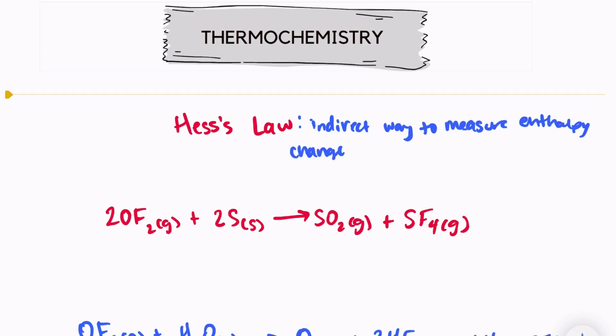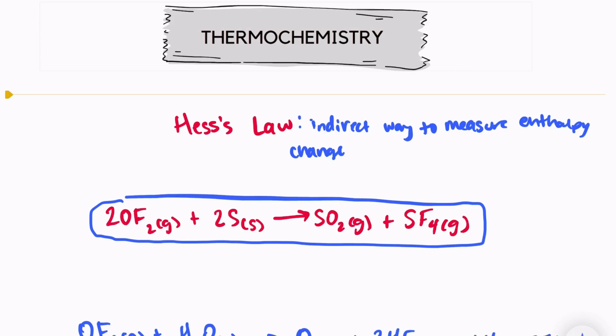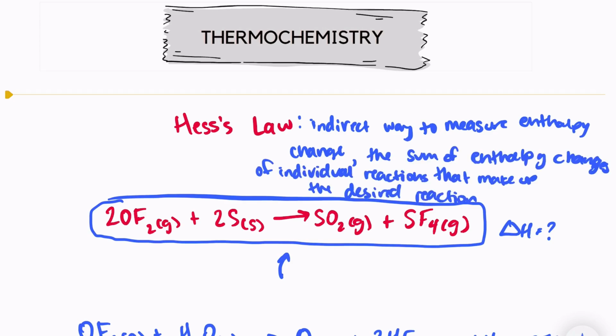The way that Hess's law works is that you have a desired equation. In the example that we're about to do, this is the desired equation. We want to know the enthalpy change for this equation. What you do is you take the sum of all of the equations that make up this equation, and you take the sum of the enthalpy changes of the individual reactions that make up the desired reaction.